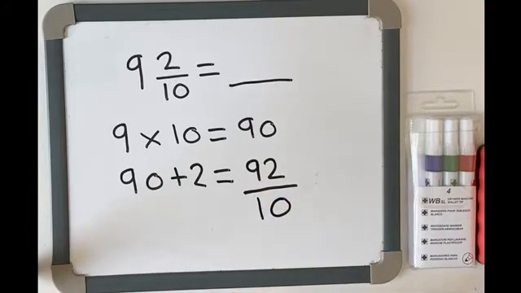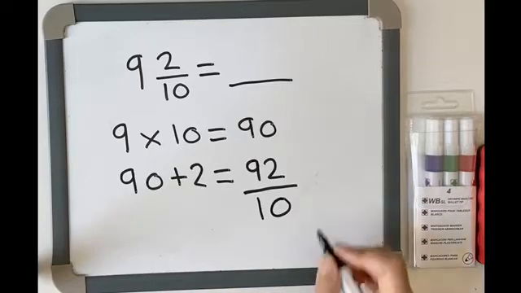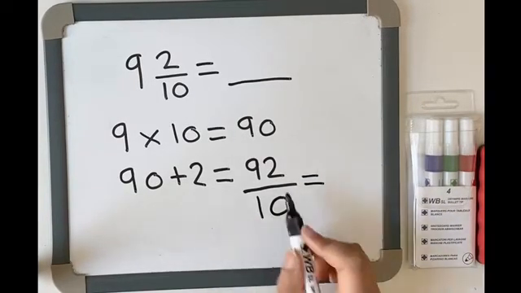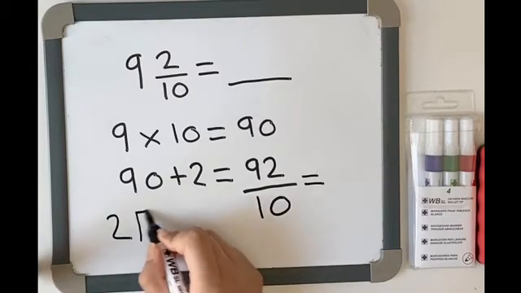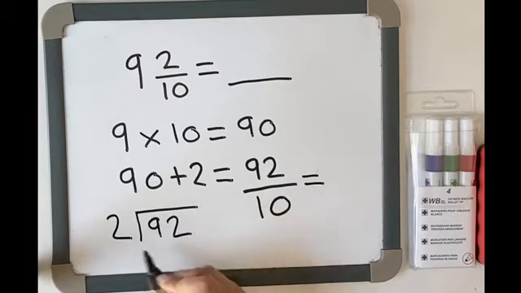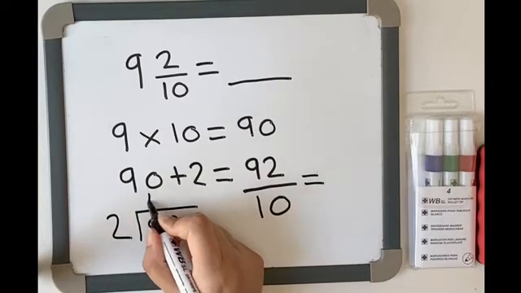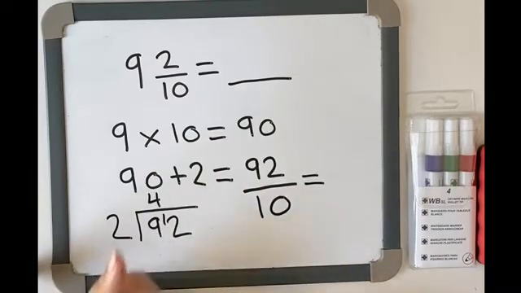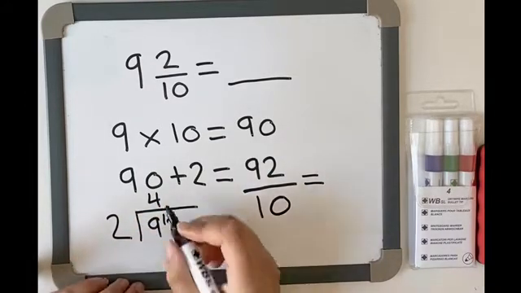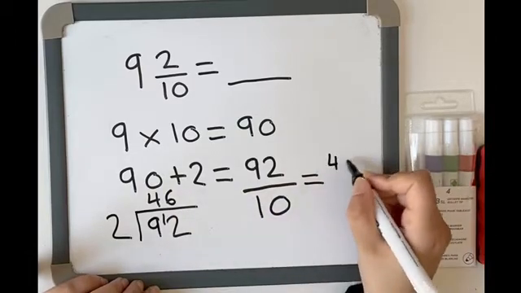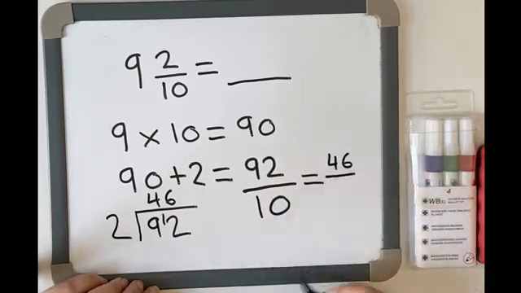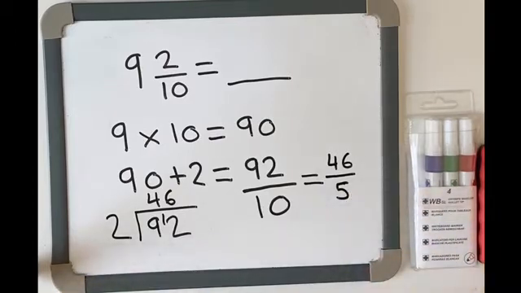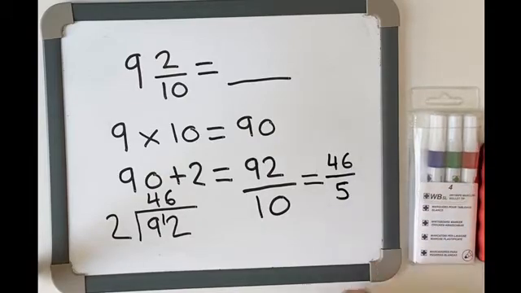As you can see, we can halve them because 2 goes into it. So let's do how many 2's go into 92. Let's get our short division method out. How many 2's go into 9? 2, 4, 6, 8. Well, it goes into it 4 times. 1 is left over. 2, 4, 6, 8, 10, 12. So it's 46. And then half of 10, which is 5. So we can simplify that. So the answer is 46/5 because obviously nothing else goes into 46 and 5.